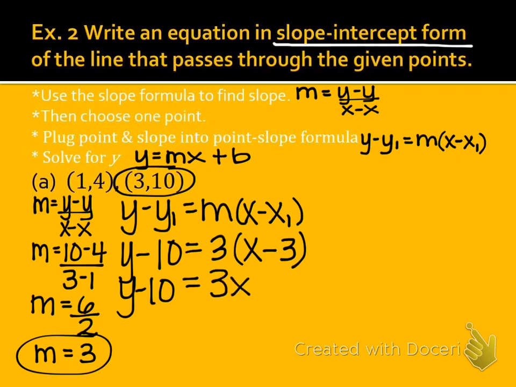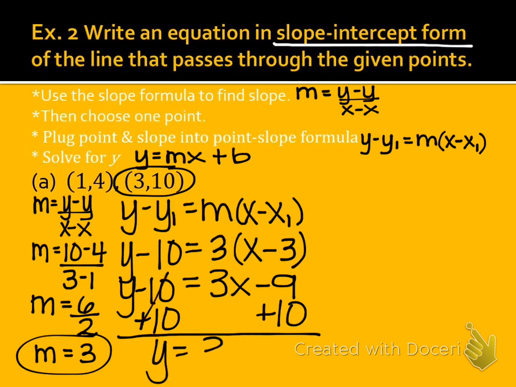3 times x is 3x. 3 times negative 3 is negative 9. Now, Luke, if I want y by itself, what is the only thing left for me to do to get y by itself? Move that negative 10. And how do I move it? I'm going to add it to both sides. Make sure when you add it on the right side of the problem, add it to its like term, which is the negative 9. So I cross that out, and y equals 3x plus 1. Is it in the correct form? Yes. And that is my final answer.